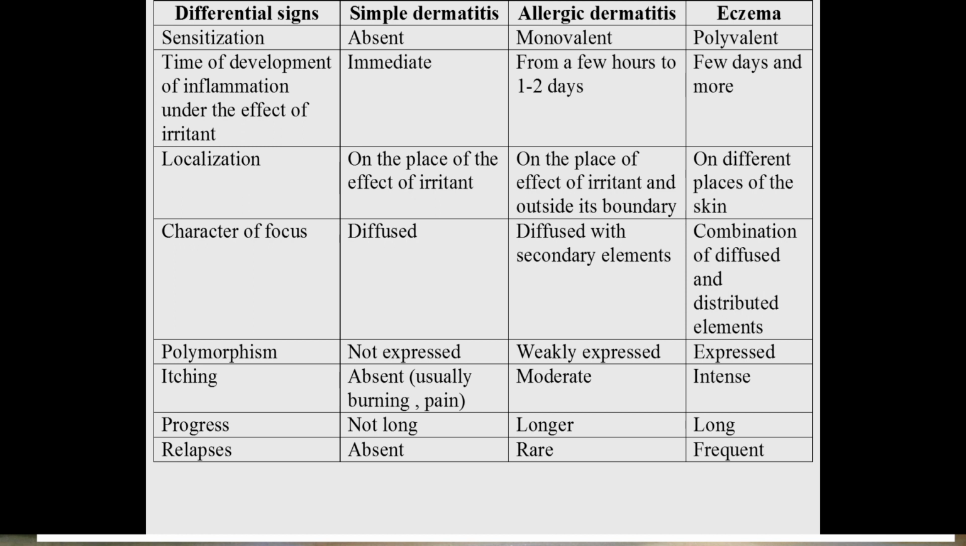Polymorphism. Simple dermatitis, not expressed. Allergic dermatitis, weakly expressed. Eczema, expressed. Itching. Simple dermatitis, absent, usually burning and pain. Allergic dermatitis, moderate. Eczema, intense. Progress. Simple dermatitis, not long. Allergic dermatitis, longer. Eczema, long. Relapses. Simple dermatitis, absent. Allergic dermatitis, rare. Eczema, frequent.